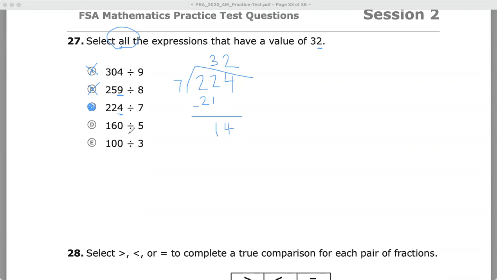How about 160 divided by 5? Does 5 go into any number that ends in a 0? Well, 5 goes into 10 2 times. So let's check this one out.